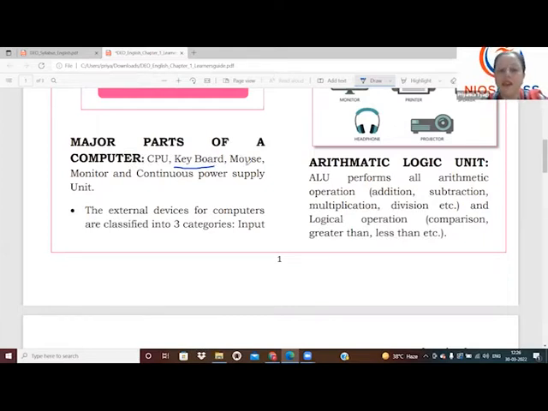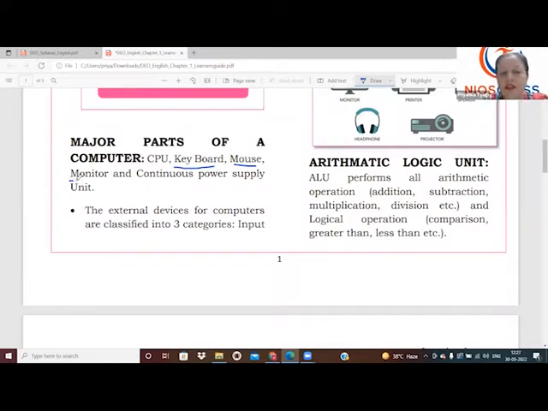Now, one more major part is the mouse. Mouse is also an input device. Later on, we will discuss it in detail. Here, I want to tell you one important point: it is a pointing device. We can select so many types of software and files from the computer system.